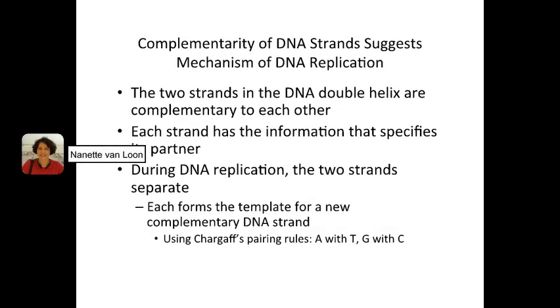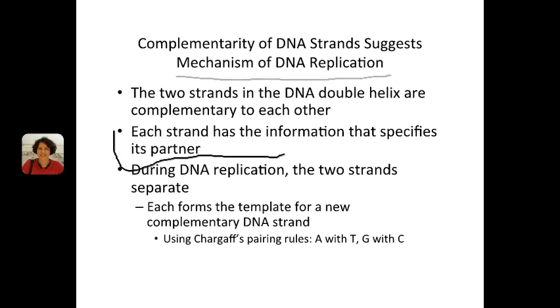The fact that the two strands in the double helix are complementary immediately suggested a mechanism for how DNA replicates itself. Watson and Crick said that themselves when they published the structure of the DNA molecule. Each of the two strands has the necessary information to specify the other strand.